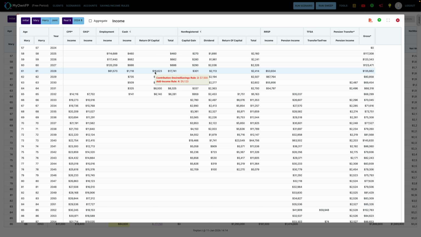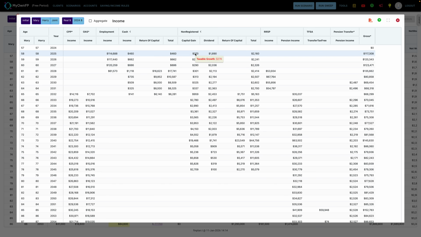And you can see this came from, in this particular year, we took $7,500 out due to a desired saving rule number 2, which is our TFSA. So we took our TFSA out of cash and put it into our TFSA. And we also, in this case here, let's just do the tooltip, had an additional income rule of $9,000. So in this year, we were buying our car, so we needed additional money, so we took some money from cash to purchase that car.